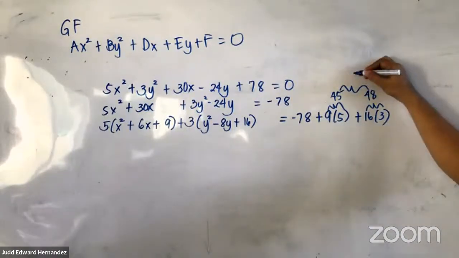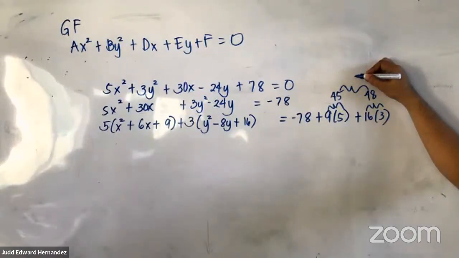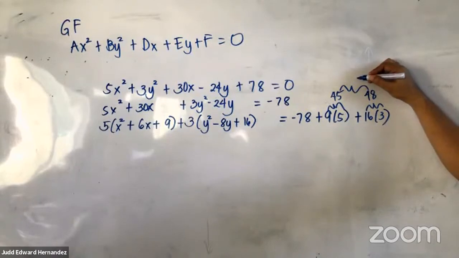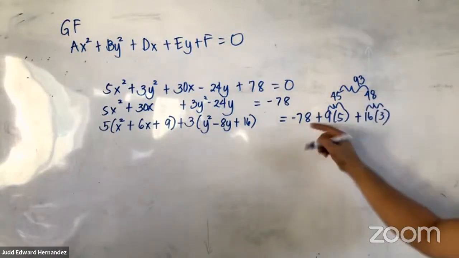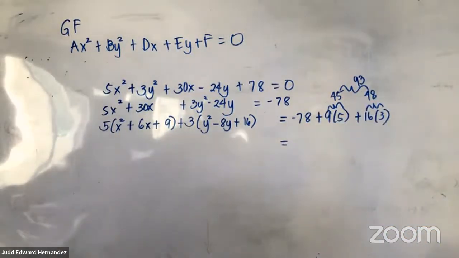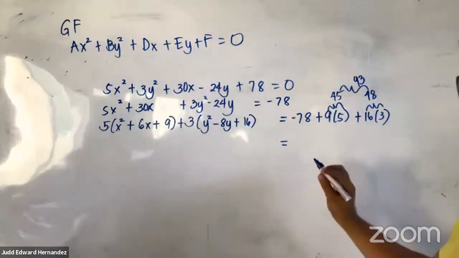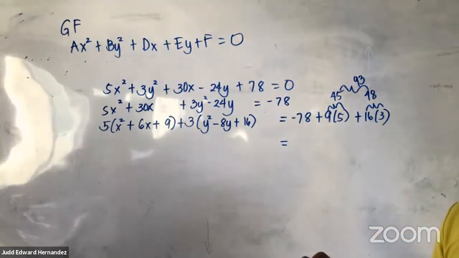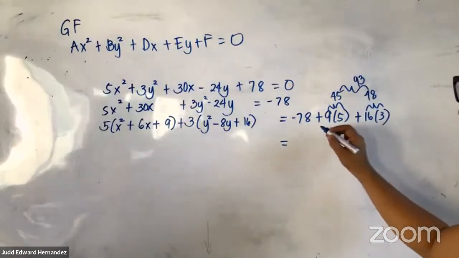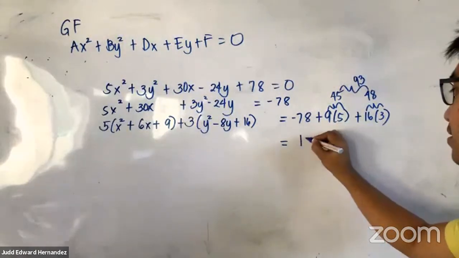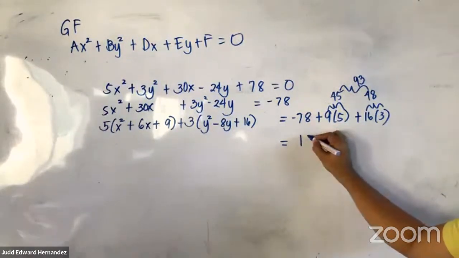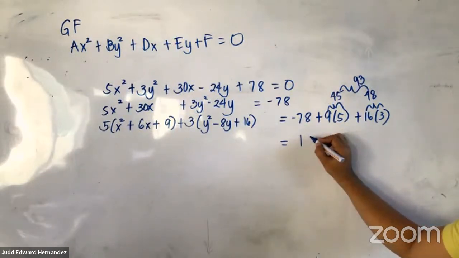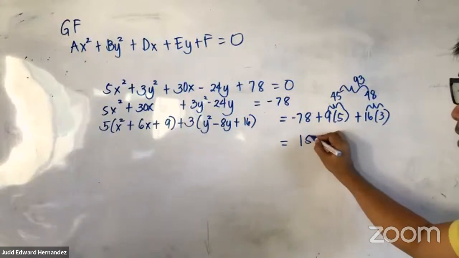What is 48 plus 45? 93. Okay, what is 93 minus 78? 15. Guys, 93 minus 78? 15 po. That becomes 15. Tama ba? Opo. Okay, that is 15.